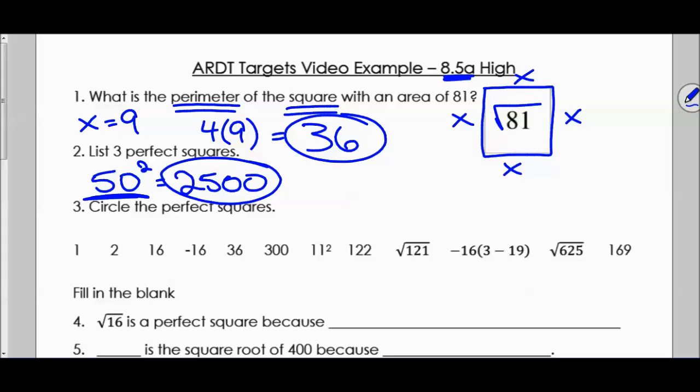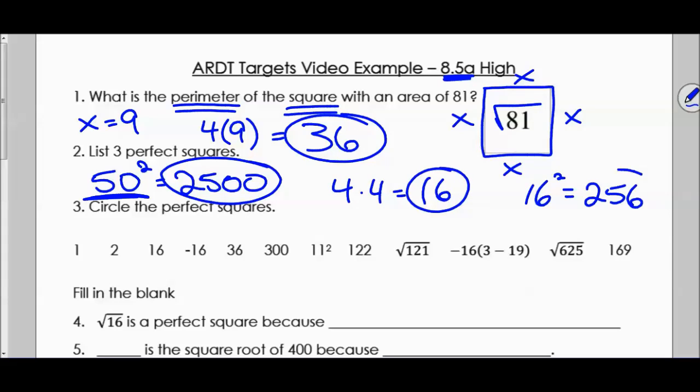Let's do something easier. 4 times 4 would give us 16. Let's do 16 squared. That's 256. Those are 3 perfect squares. I know that because it's a whole number times itself. And on these, I just want to check to see if they are perfect squares. Really simple way to do that is just take the square root of that number. If you get a whole number back, that means that's a perfect square.